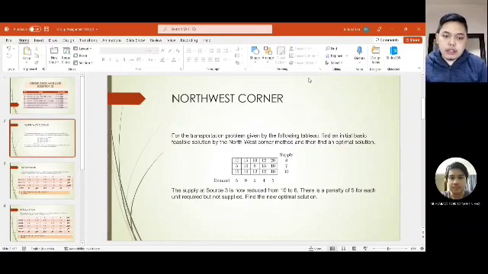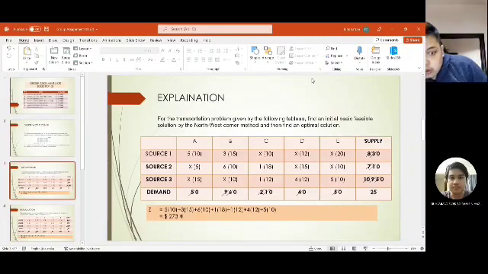Okay, I will present question 1. For the transportation problem given, find the initial basic feasible solution by the northwest corner method. So we go to the solution. As we see, there is a table which I group into source 1, source 2, and source 3. The northwest corner method is where we put a unit from the up left corner. So the first unit is 10.